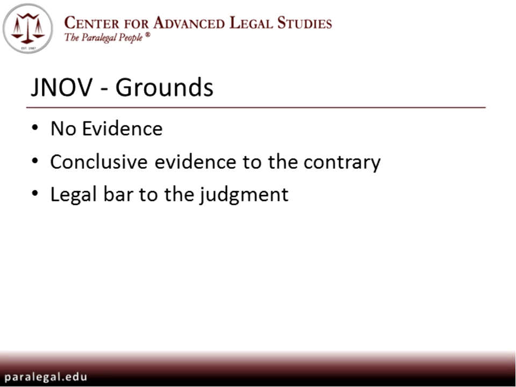The grounds for a J.N.O.V. could be no evidence. There's no evidence to support the judgment given. You could present to the court conclusive evidence to the contrary, or you possibly might have a legal bar, such as a statute of limitations. There's an actual question as to when the statute of limitations began to run, and that was presented in the evidence to be decided. These are really the only grounds for a J.N.O.V.